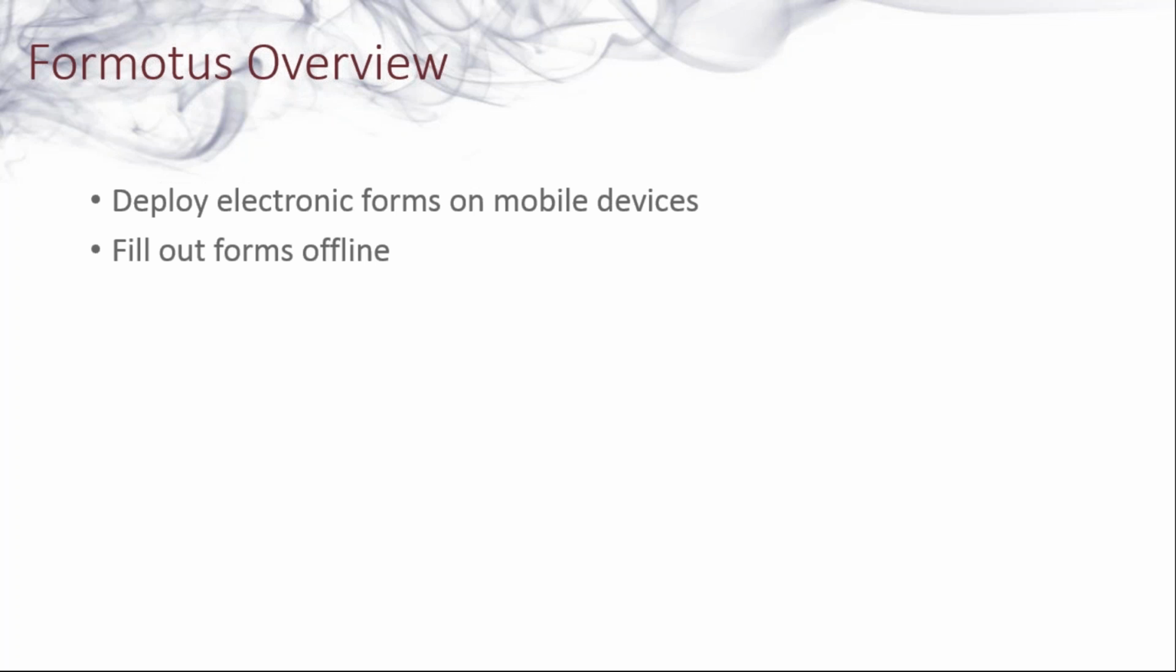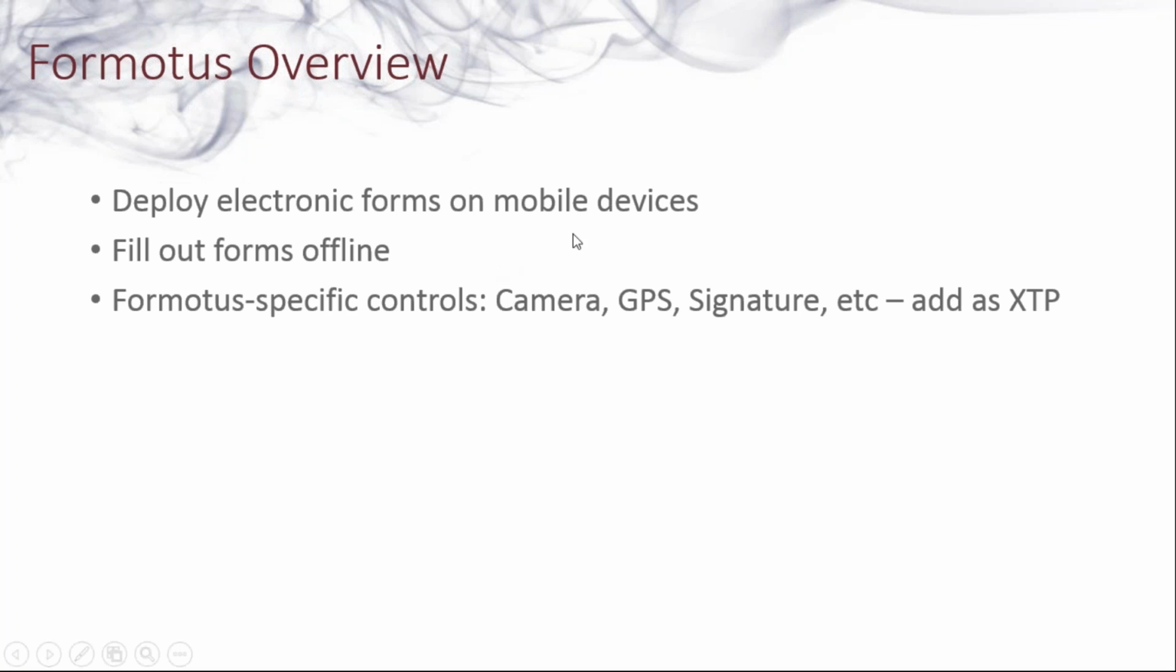For one, since your device is mobile, you can go into areas where there is no wireless connection and fill out forms offline. That's something that you can't do with InfoPath. InfoPath requires you to be online when you are submitting forms. And this even includes submitting forms via email. Formotus will cache the forms locally on your device, and as soon as you have a wireless connection, it will go ahead and submit or email the forms however you've configured.